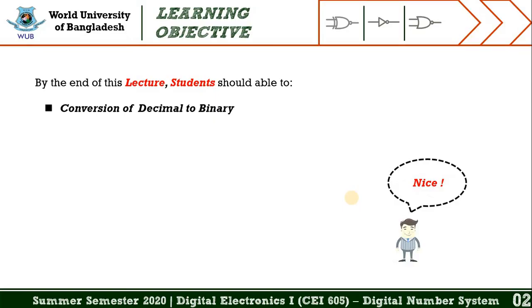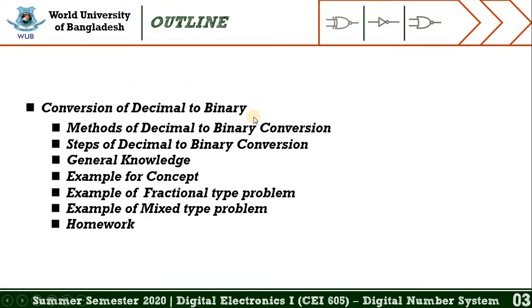So let's begin. By the end of this lecture, you will be able to convert the decimal number into the binary number. So let's move into the next slide. This slide represents the overall scenario of this lecture, such as conversion of decimal to binary, methods of decimal to binary conversion, steps of decimal to binary conversion, general knowledge, example of concept, example of fractional type problem, example of mixed type problem, and some homework for your practice. So let's move into the next slide.